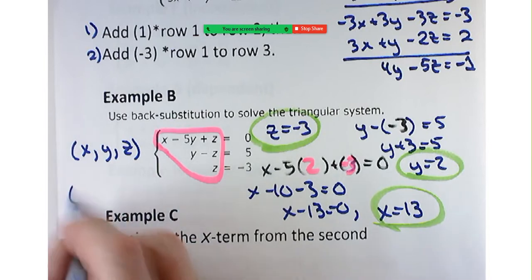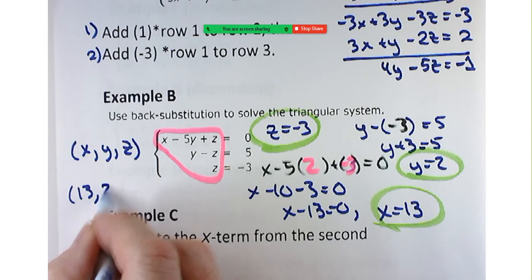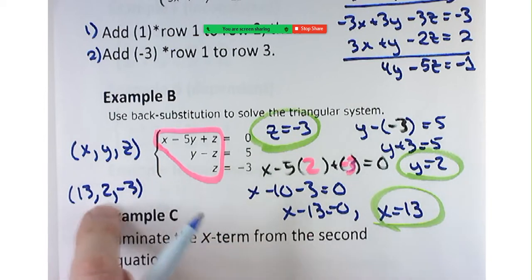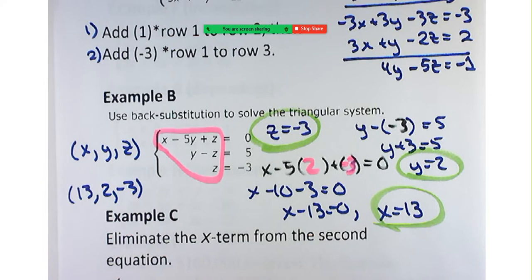So for WebAssign, you should type in 13, 2, and -3. That would be your answer in WebAssign. Yay.